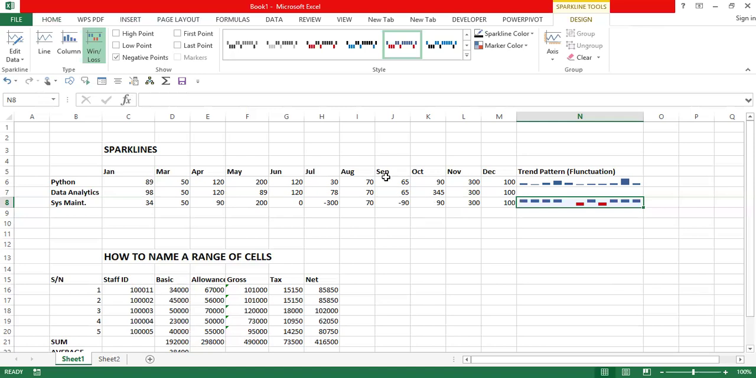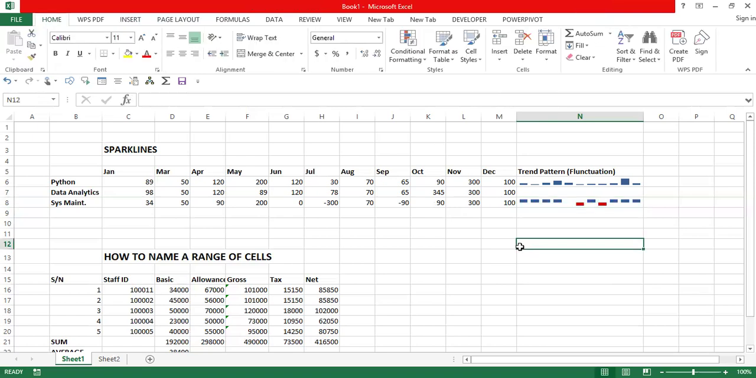Of course, all that can be edited. For example, you can choose different colors. So that's how you can use sparklines to visualize data fluctuation.